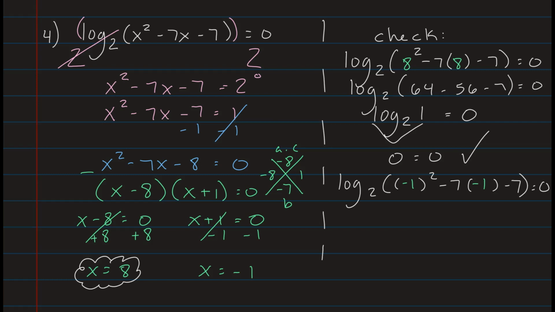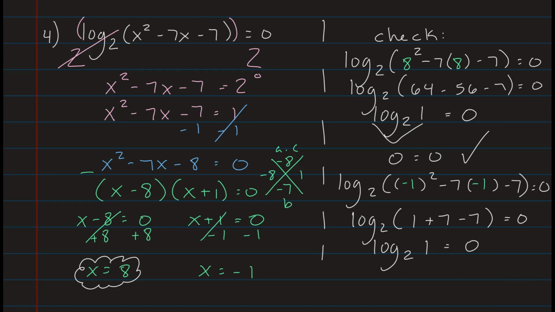Negative 1 squared is 1. Then negative 7 times negative 1 makes it a positive 7. And I bring down that negative 7. So 1 plus 7 is 8. Minus 7 is 1. So now I have one term as our argument.